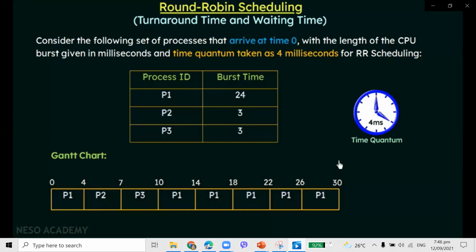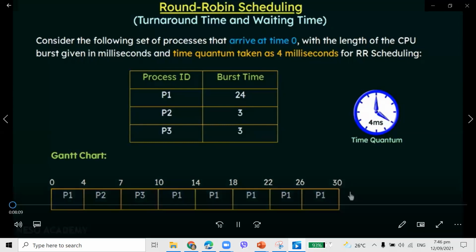So if you see, the burst time of P1 is 24 milliseconds, and it executed here for 4 milliseconds, plus 4 here, 8, and plus 4 here again, that gives us 12, and if you plus 4 here again, that gives us 16, and if you plus 4 here again, that gives us 20, and if you plus 4 here again, that gives us 24 milliseconds. So that is how P1 completes its execution at the 30th millisecond.